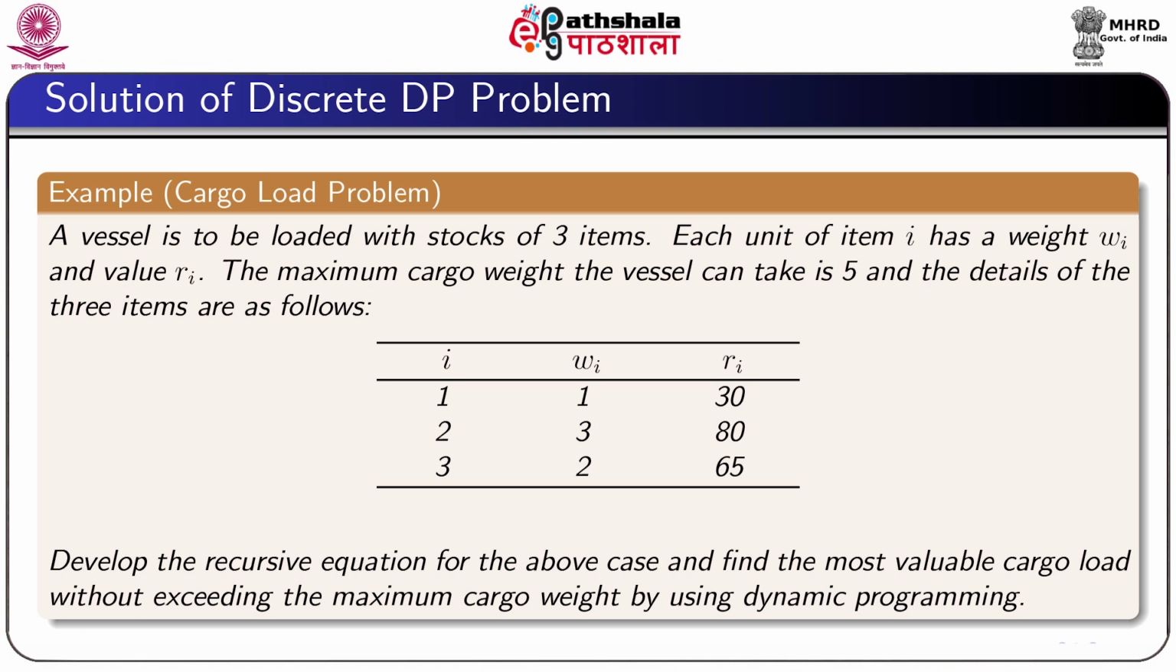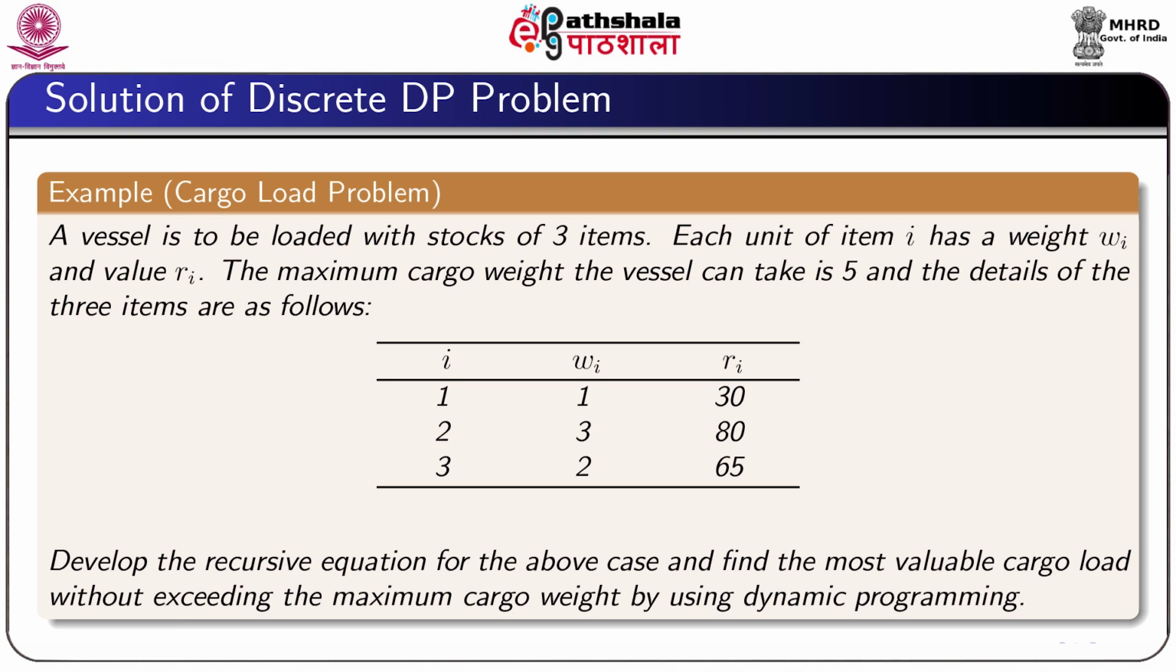Now, we proceed to take another example which is called the cargo load problem. A vessel is to be loaded with stocks of 3 items. Each unit of item i has a weight Wi and value Ri. The maximum cargo weight the vessel can take is 5, and the details of the 3 items are as follows.